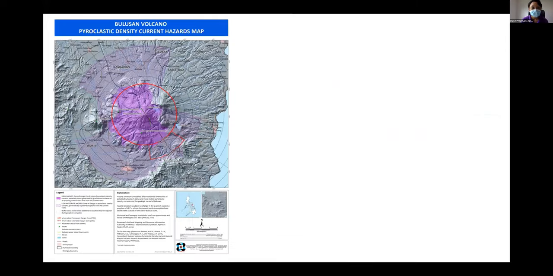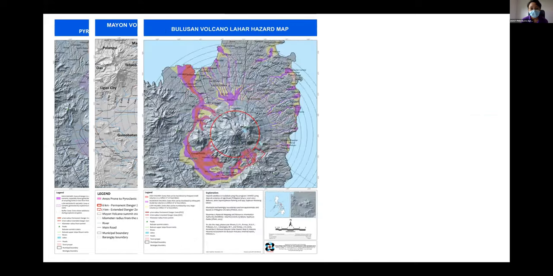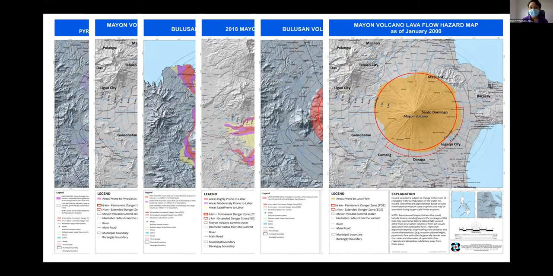So lahat po yan ay makikita natin sa lahat ng mga hazard maps na nasa PHIVOLCS. And these informations were actually used para po ma-classify ang areas by their risk.